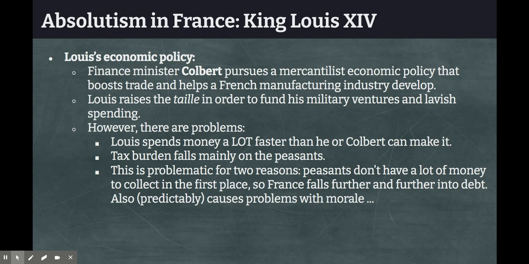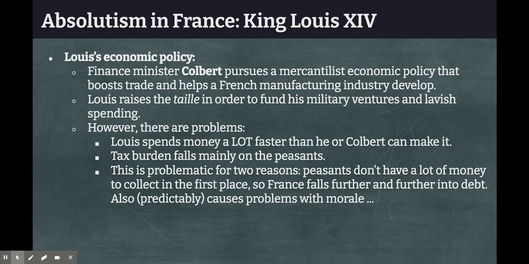But there's a problem. Louis, on the other hand, raises taxes, but the reason he does that is because he's really into spending money, right? You can imagine getting Versailles to look like that was super expensive. Louis was also really into war, and we'll find out next unit all the wars he got himself into, and that was also really expensive. So on the one hand, Colbert is pursuing this relatively successful policy of building manufacturing, and that's making France a lot of money. Louis is taking in money through taxes, but he's also spending a lot of money at the same time. So this ends up putting France in debt.